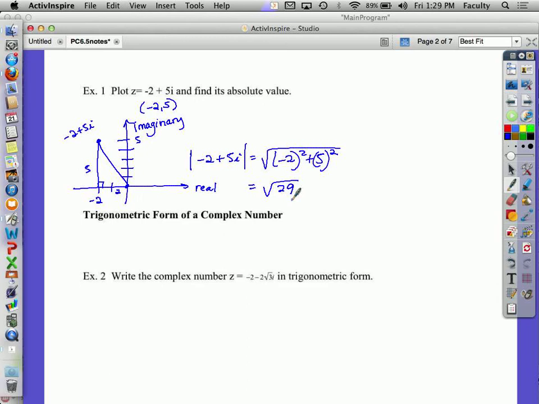Okay. All right, now we're going to do some new stuff. Trigonometric form of a complex number.